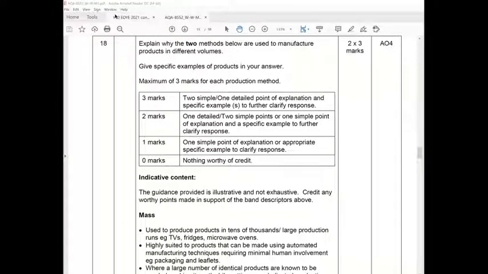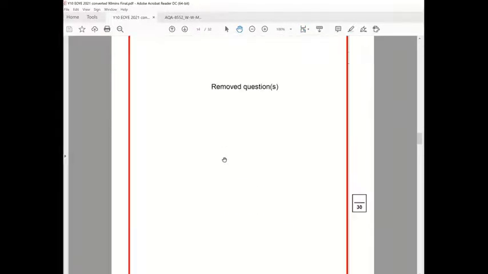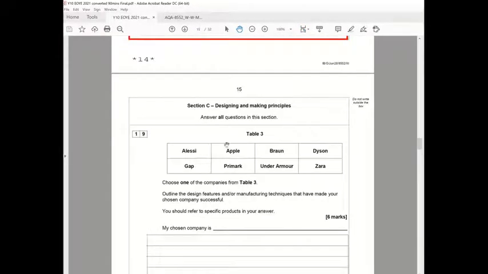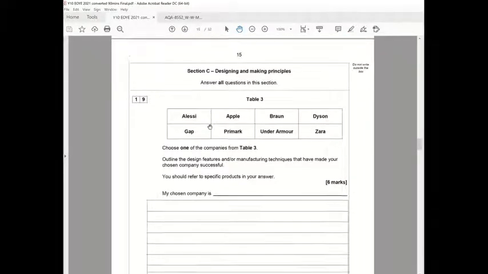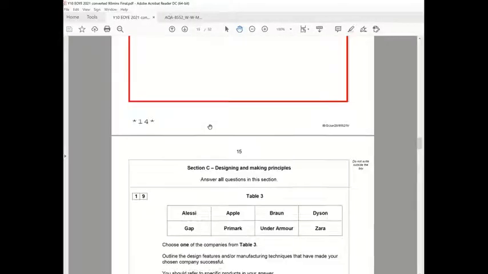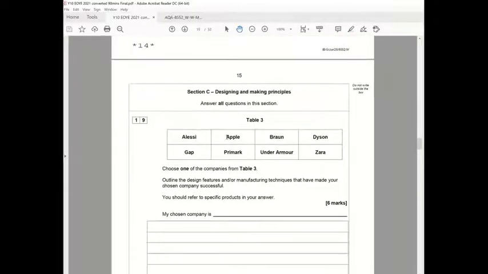All right, so let's go to the next question. We've got on page 14, that question is removed, and so now we're on section C, designing and making principles. Answer all the questions in this section, of course only the ones which haven't been removed. So we have 8 different companies, and this is going to be the sort of thing that you're going to get in your final exam. So you need to know and you need to decide on which companies you're going to specialize in.